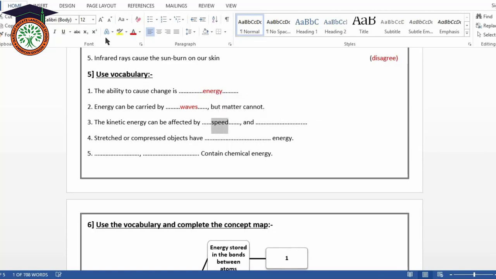Question number 3, the kinetic energy can be affected by 2 factors. We said them before. Yes, speed and mass. Excellent.